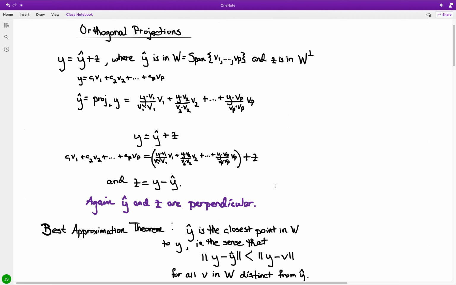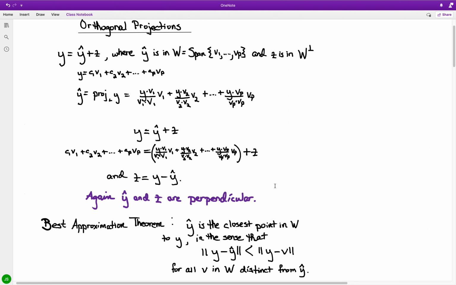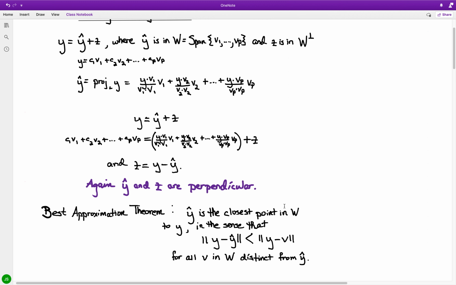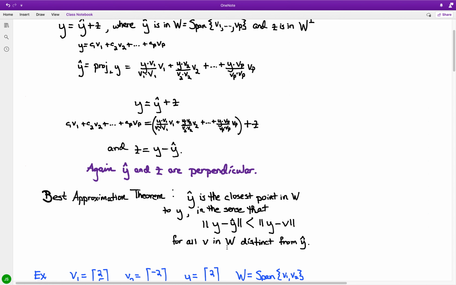In this particular section we have what is regarded as the best approximation theorem. The projection is the closest point in W to y, in the sense that the magnitude of the difference between y and the projection is less than that of the difference between y and v, any other vector that is in the span. And this is again the best approximation theorem.